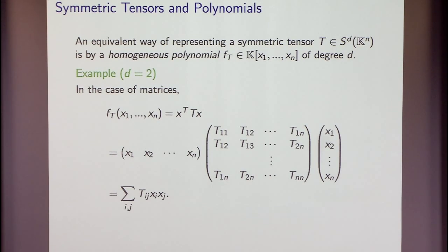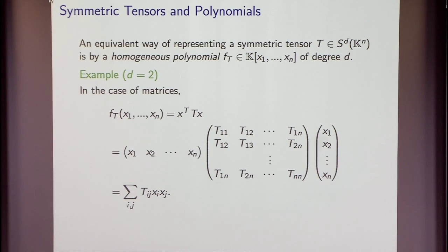So an equivalent way of thinking about symmetric tensors is by polynomials. If T is an n by n by n, d times, symmetric tensor, we can think of it as a homogeneous polynomial in n variables of degree d. For matrices, the way this works is we just take f(x1 through xn) to be x transpose T x, where T is a matrix. Now this is a homogeneous polynomial of degree 2, and knowing this polynomial tells us exactly what the matrix is, and vice versa.